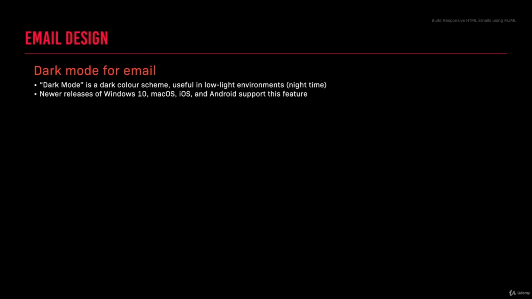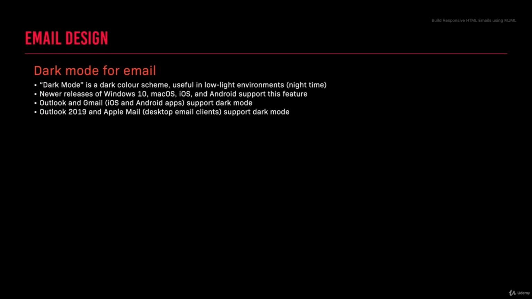So let's cover dark mode for email. Dark mode is a dark color scheme useful in low light environments, for example at night. And newer releases of Windows 10, macOS, and iOS, as well as Android, support this feature. And Outlook and Gmail, that would be the iOS and Android apps, support dark mode as well. As well as the desktop email clients, Outlook 2019 and Apple Mail support dark mode. And email clients with dark mode enabled can change an email to support dark mode.